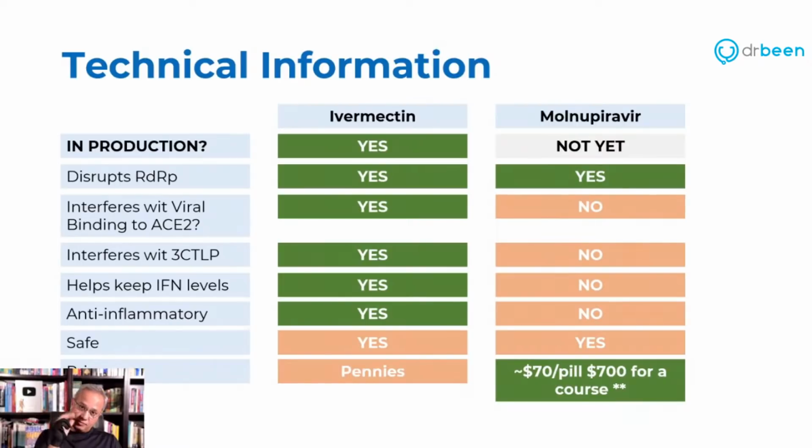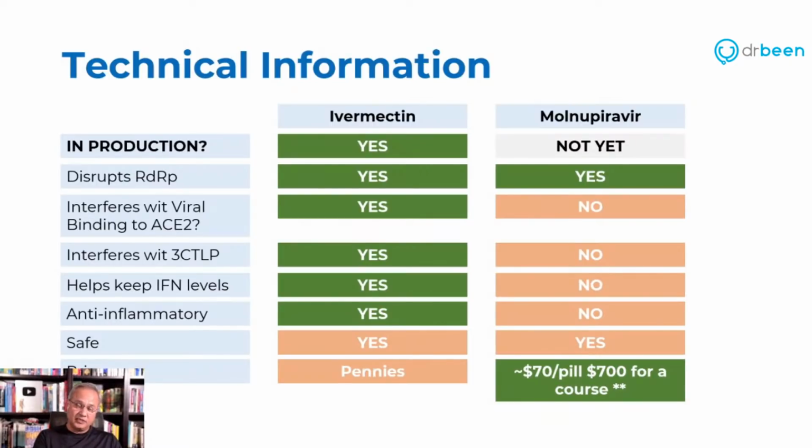Technical information about these two. Ivermectin has been in production for decades, the safety profile is known: where it is bad, where it is good, kids use or not, adults use or not, all known. Molnupiravir, since 2014 they have been trying it in various trials, so it's not in production, so we don't know yet. It is interesting that the pandemic has given a chance for Remdesivir and Molnupiravir to find a place to be effective and useful. It disrupts RdRp. So Molnupiravir is raw material. It disrupts RdRp.